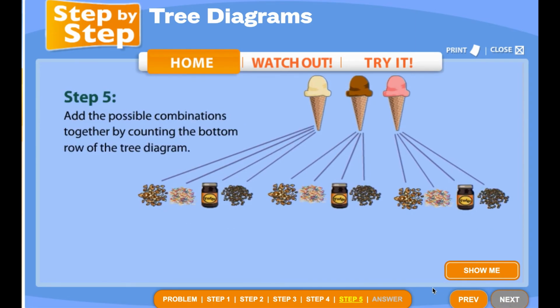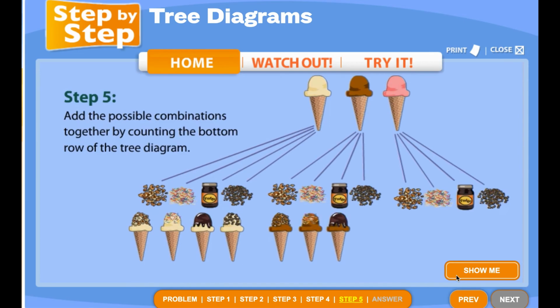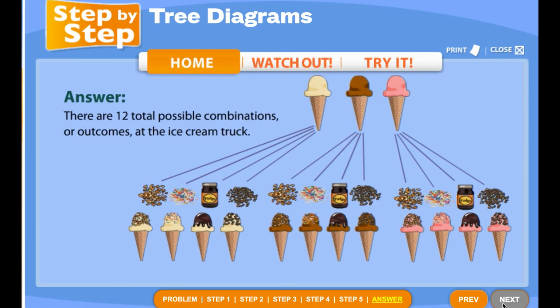Finally, add the possible combinations together by counting the bottom row of the tree diagram. 1, 2, 3, 4, 5, 6, 7, 8, 9, 10, 11, 12. Zoe now knows that she has 12 total possible combinations or outcomes at the ice cream truck.